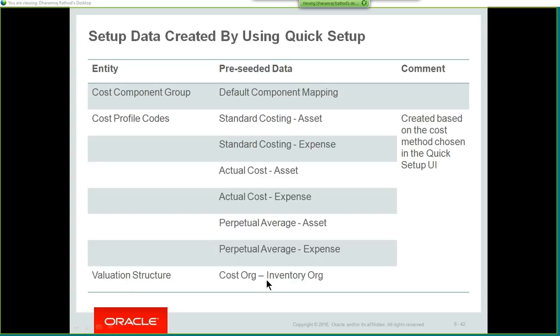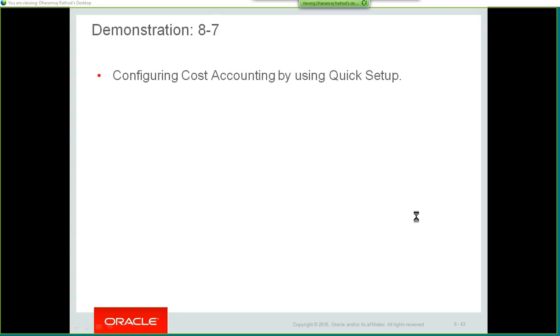And at the end, we create the valuation structure, which is at the inventory organization level. So based on this costing method and the inventory valuation structure, we would identify what the costing method is and what level we want to share the cost. So this is the quick setup. This is overhead, which we talked about.